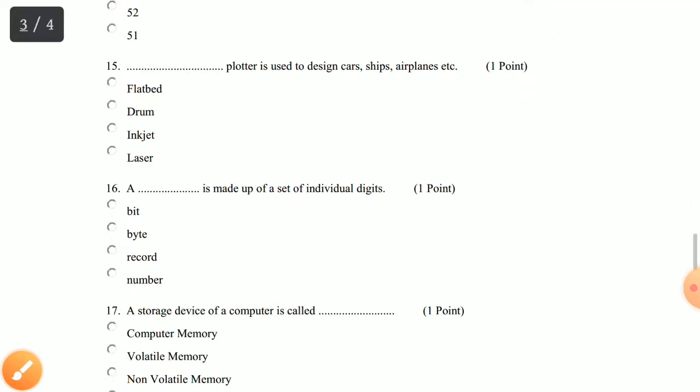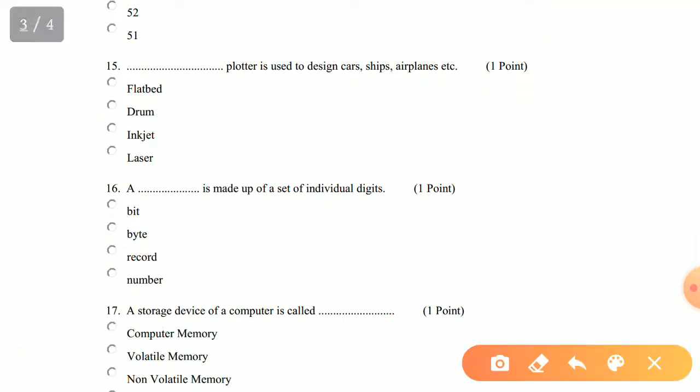15th one, C. Dash plotter is used to design cars, ships, airplanes, etc. Now for this one we are using flatbed plotter. 16th one. A dash is made up of a set of individual digits. Now individual digits we are talking about, so answer is number. Last one.